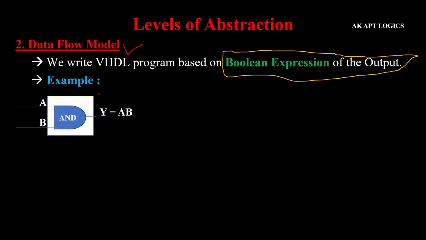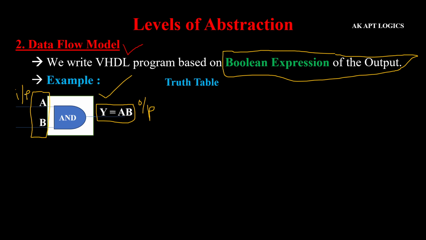For example, if I take an AND gate, we have two input ports, A and B, and only one output port, that is Y. This is the output port, this is the input port. These things we specify in the entity itself: what the inputs are and what the outputs are.